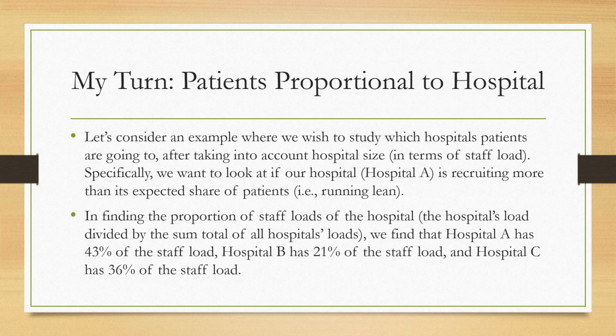So to find the proportion of staff loads, I would take each hospital's staff load and divide it by the sum of all of the staff load over all the hospitals. Doing this for 3 hospitals, I find that Hospital A has 43% staff load, Hospital B has 21% total staff load, Hospital C has 36% of total staff load.